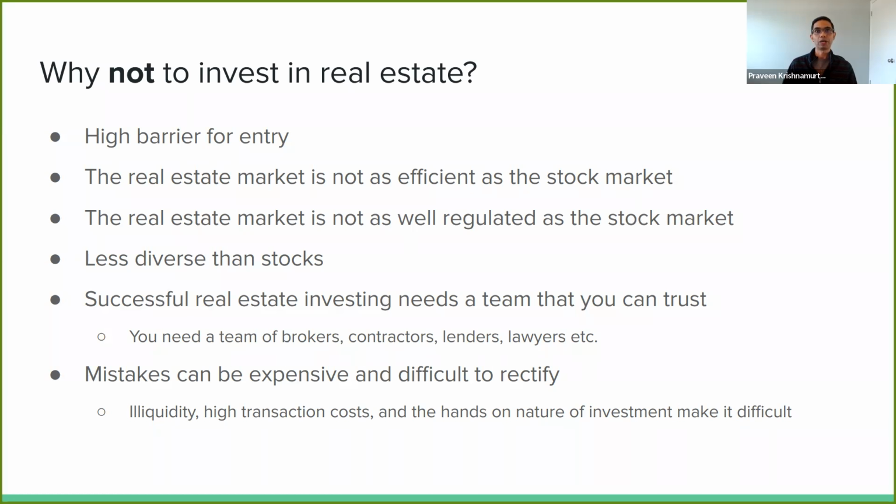The other point is it's less diverse than stocks. Consider stocks: if you're buying something like the S&P 500 or the whole stock market index, you're getting massive diversification there, because these are companies spread throughout the world. They have boards, they have a lot of oversight. So you're investing in something that's really diverse at a low barrier for entry. With real estate, you're putting all your eggs in one basket, so to speak. And if there are problems, then it will be difficult to rectify them.